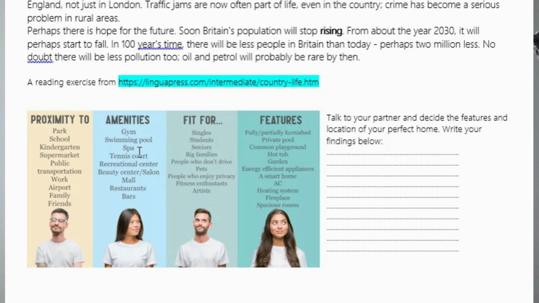because we spoke about features of the home, location, and what sort of things they would expect their perfect home to have. We have more vocabulary related to the proximity of the home to important places, parks, schools, and so forth, amenities, fit for, and features. All this is important and can lead to more and more conversation.